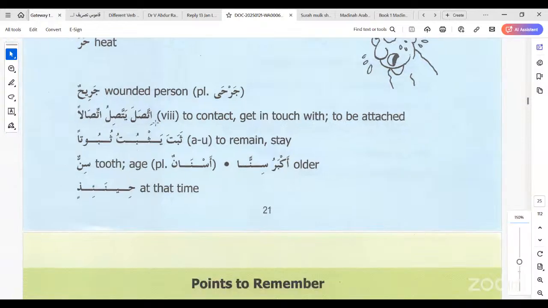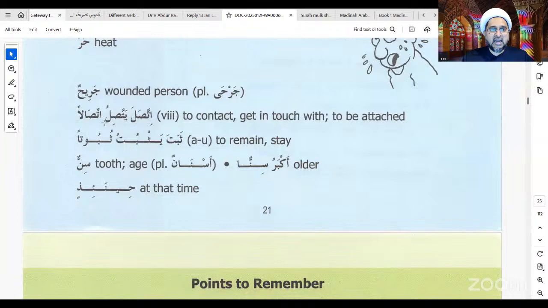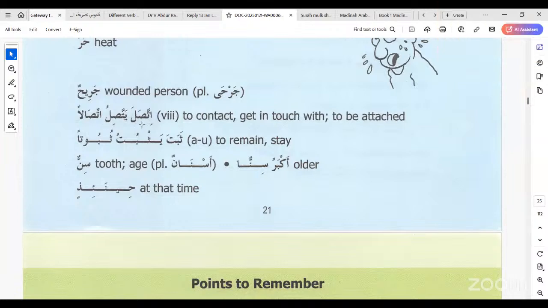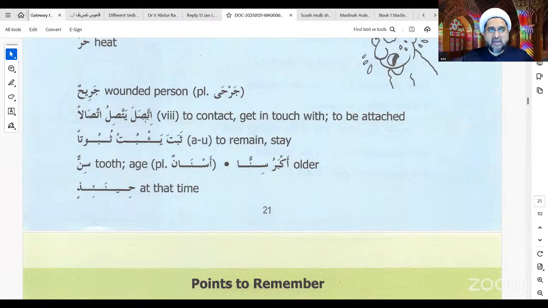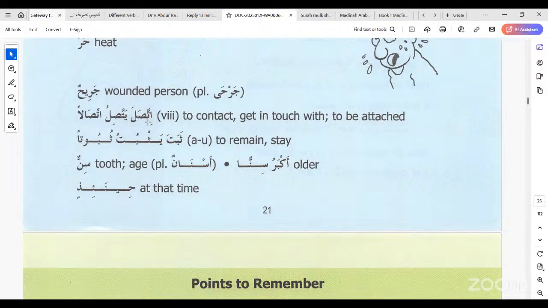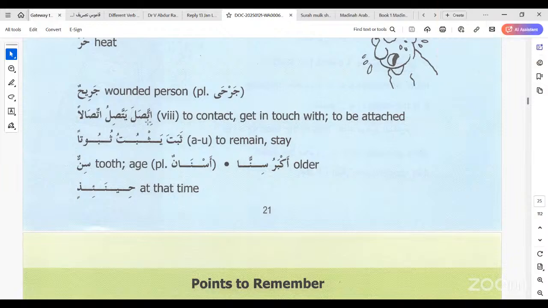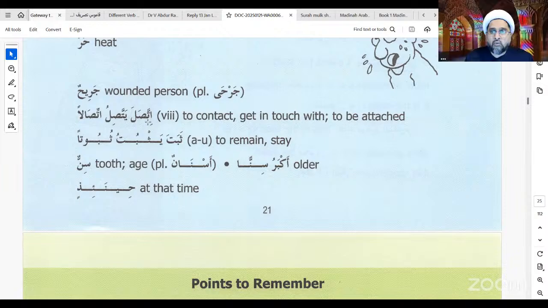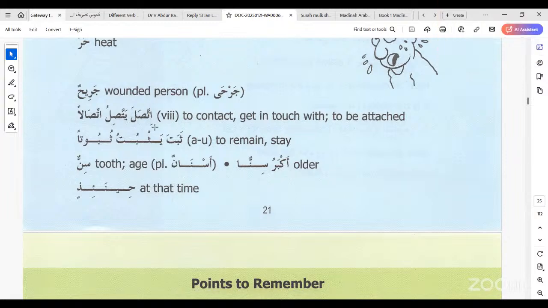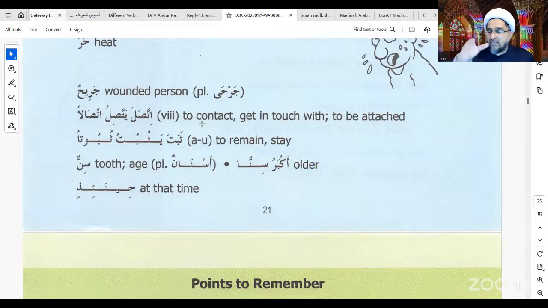Page number 21, right at the bottom, the verb ittasala yattasilu. So I was trying to explain why there is a shadda on the ta. This is highlighting that a waw or a ya has been dropped, and the ta is assimilated, the shadda is explaining or defining that itself. Is there still anyone confused? It's very clear now, alhamdulillah. Very clear. So this is quite important, because once you do this once, you don't need to do it again.